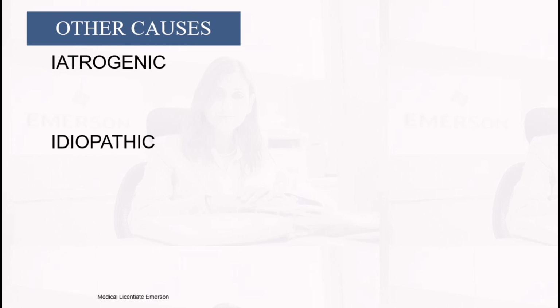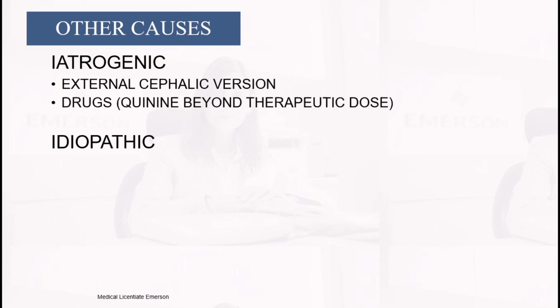We can have iatrogenic and idiopathic. So under iatrogenic we can have external cephalic version. We can also have drugs such as quinine beyond therapeutic doses.